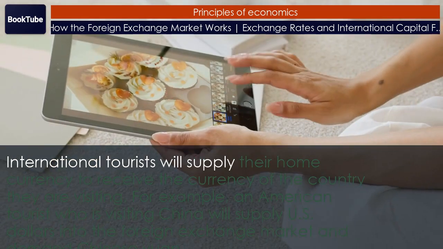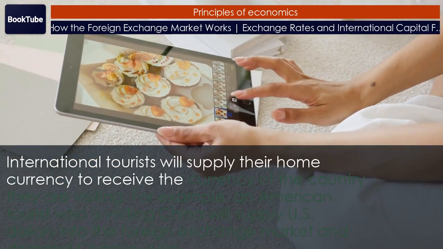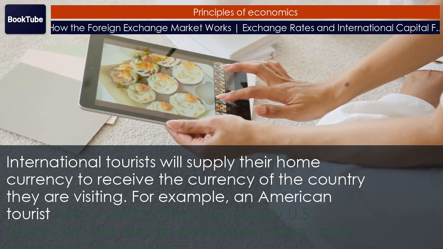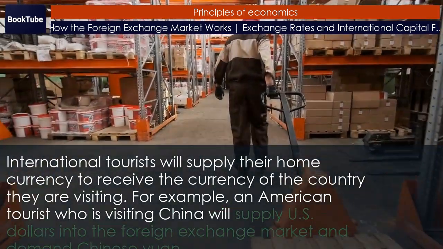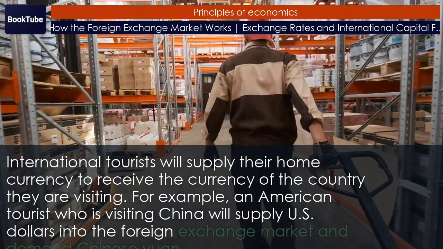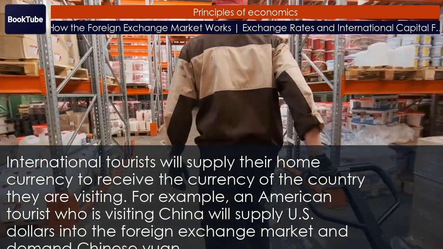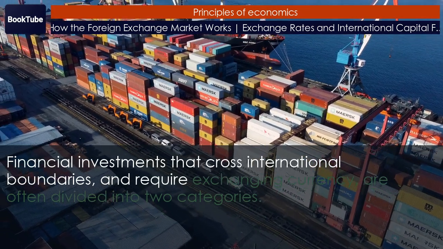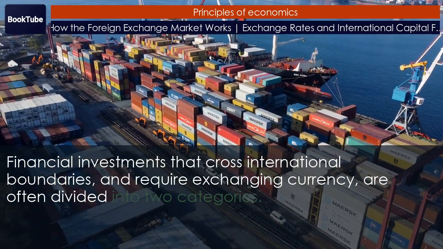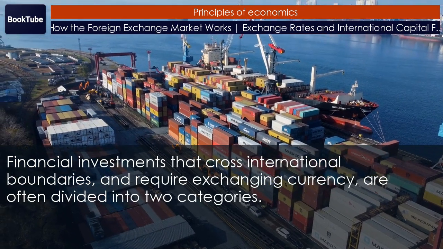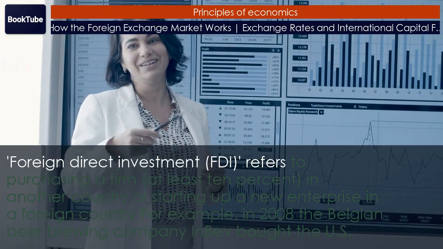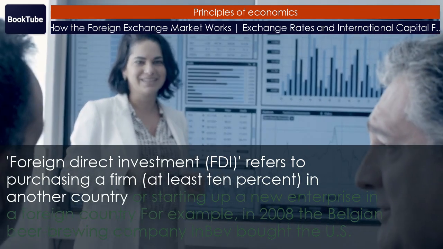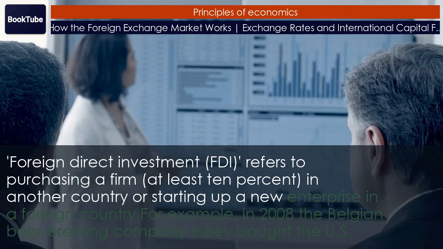International tourists will supply their home currency to receive the currency of the country they are visiting. For example, an American tourist who is visiting China will supply US dollars into the foreign exchange market and demand Chinese yuan. Financial investments that cross international boundaries and require exchanging currency are often divided into two categories. Foreign direct investment, FDI, refers to purchasing a firm, at least 10%, in another country or starting up a new enterprise in a foreign country.